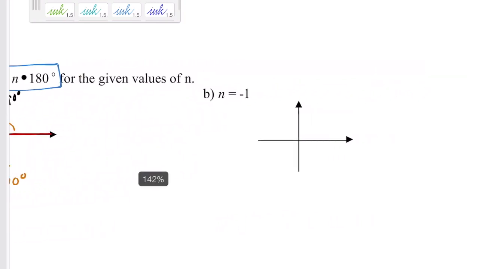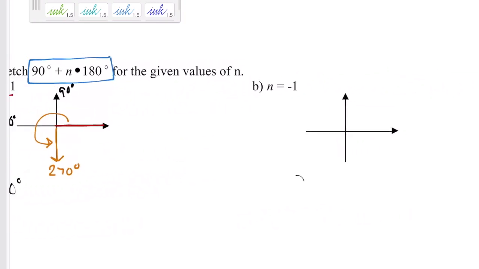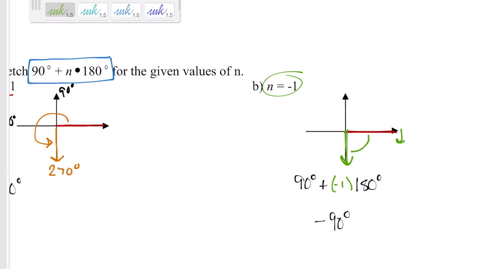Next one, we're plugging in negative 1. So 90 degrees minus 180 would give me negative 90 degrees. So again, starting at standard position, negative 90 degrees means I'm going in a clockwise rotation. So that means I'm just going straight down here. This is my negative 90 degrees. And that's it, we're finished.